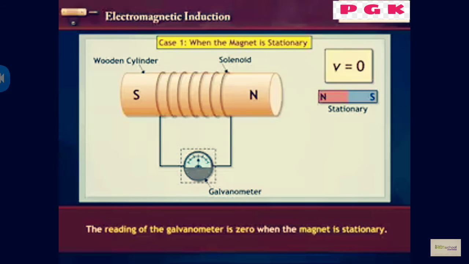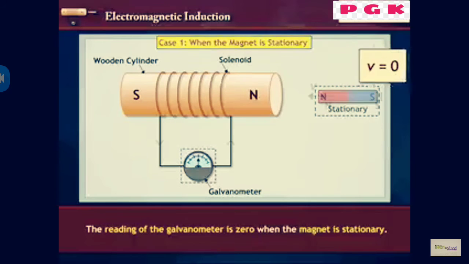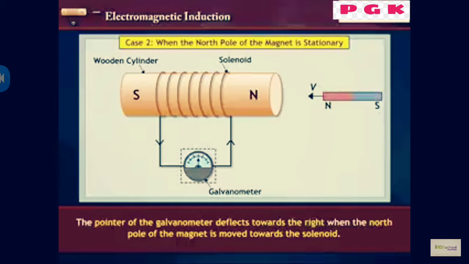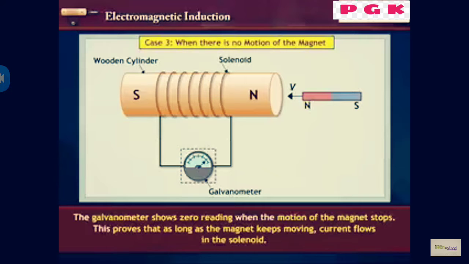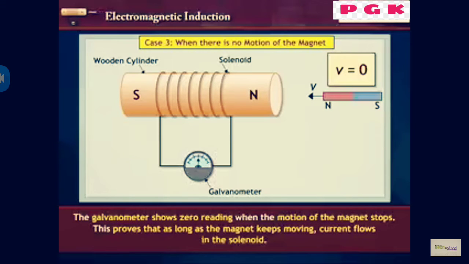The reading of the galvanometer is 0 when the magnet is stationary. The pointer of the galvanometer deflects towards the right when the north pole of the magnet is moved towards the solenoid. The galvanometer shows 0 reading when the motion of the magnet stops. This proves that as long as the magnet keeps moving, current flows in the solenoid.